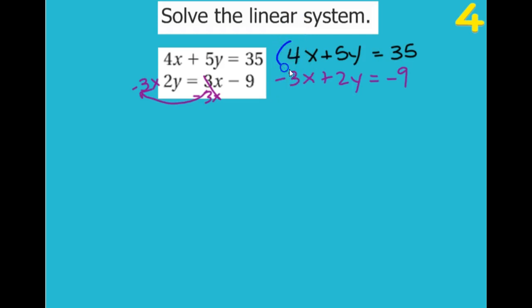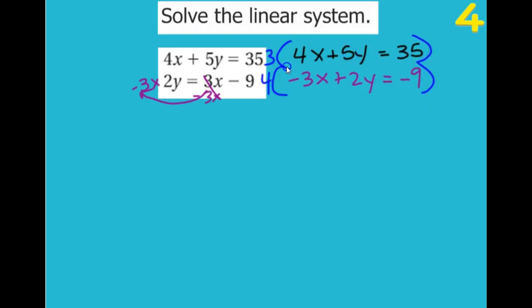So these both multiply into 12. 3 times 4 is 12. So here I'm going to multiply this one by 3 and this one by 4 in order to get rid of the x's. Okay? I'm just going to slide this over so we can see it a little bit easier.